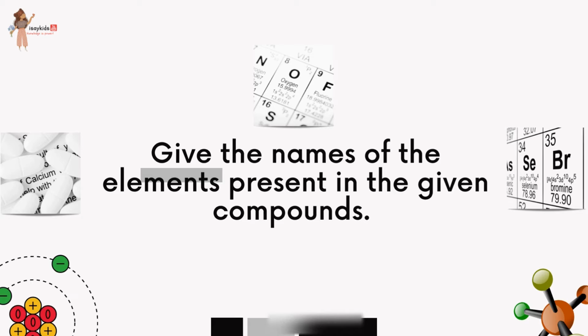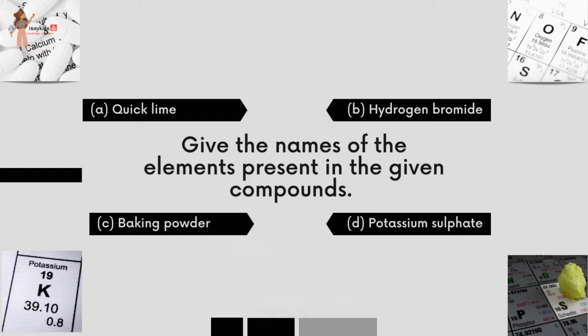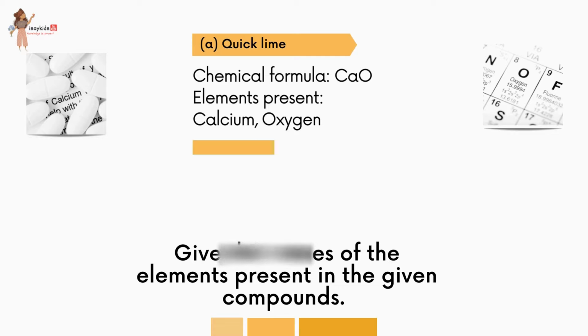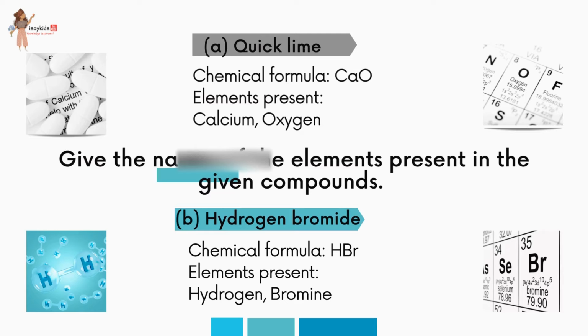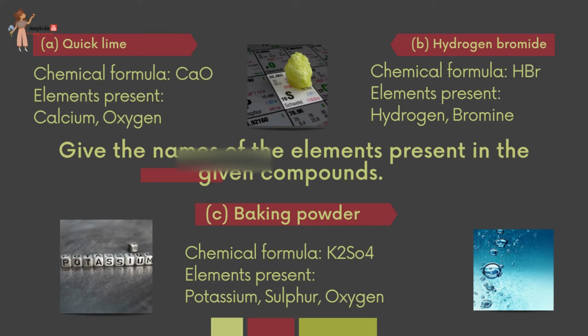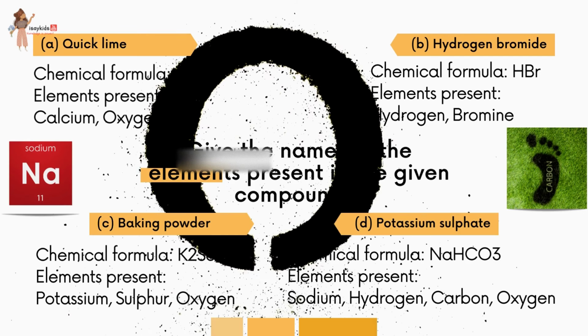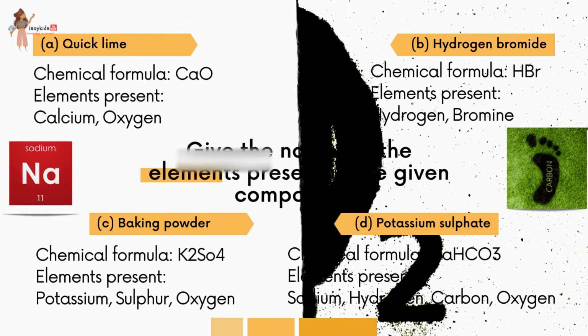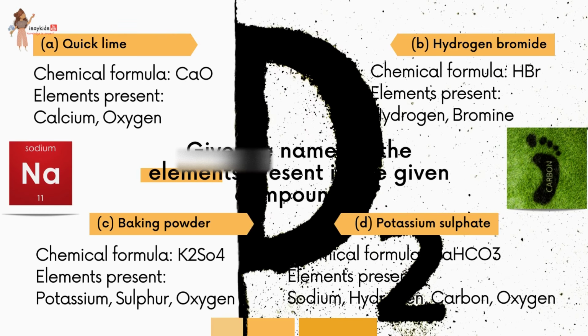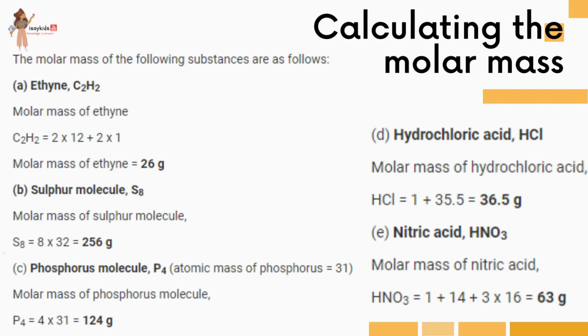Now, give the names of the elements present in the given compounds. Quicklime, hydrogen bromide, baking powder, and potassium sulfate. Quicklime is CaO, and the elements present are calcium and oxygen. Whereas hydrogen bromide is HBr, and the elements present are hydrogen and bromine. Baking powder is K2SO4. Elements present are potassium, sulfur, and oxygen. Potassium sulfate is NaHCO3, and the elements present are sodium, hydrogen, carbon, and oxygen.